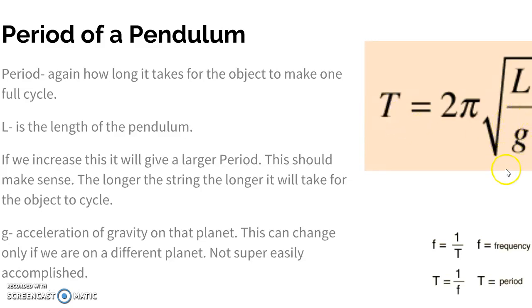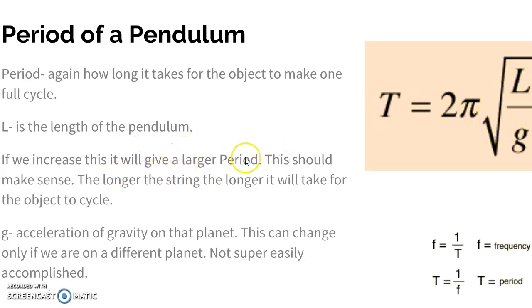Well, look at this. If we divide by a bigger number, so let's say instead of 10, we divide by 100, our T is going to get smaller. You divide by 100, this number gets smaller. You divide by 10, this number is a little bit bigger. So a larger gravity means less time, or less period overall. We multiply it by 2 pi after we take the square root of it.